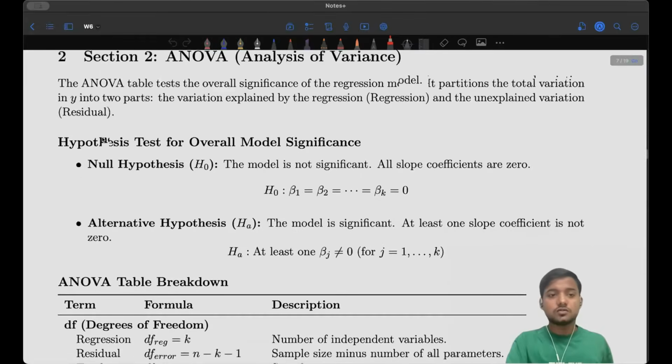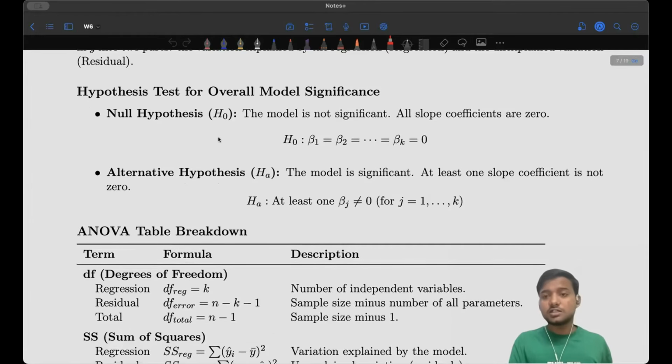Okay. So what is the null hypothesis for this test? That the model is not significant. The null hypothesis is that the model is not significant. Important to note the word not here. Or you can say all slope coefficients are 0. That means H naught: beta 1 is 0, beta 2 is 0, beta k is also 0. All these are 0.